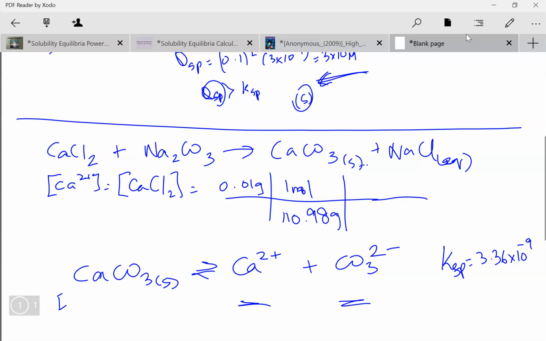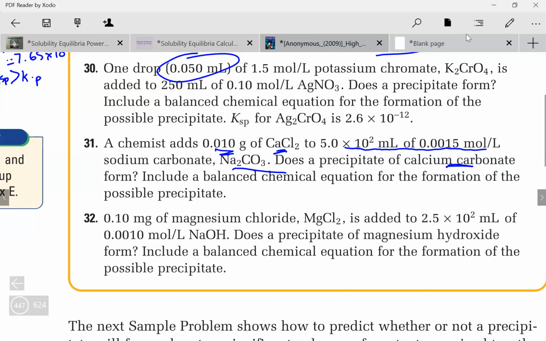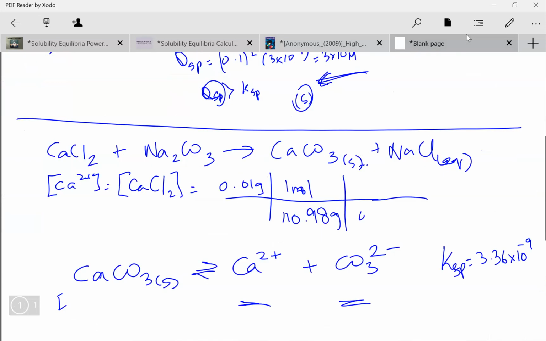Another bar to convert this into volume, really. And I already have it in moles, so I just have to divide by my liters, which is 500 milliliters, 0.5 liters. So that is 0.01 divided by 110.98 divided by 0.5, which is 1.8 times 10 to the negative 4 moles per liter.